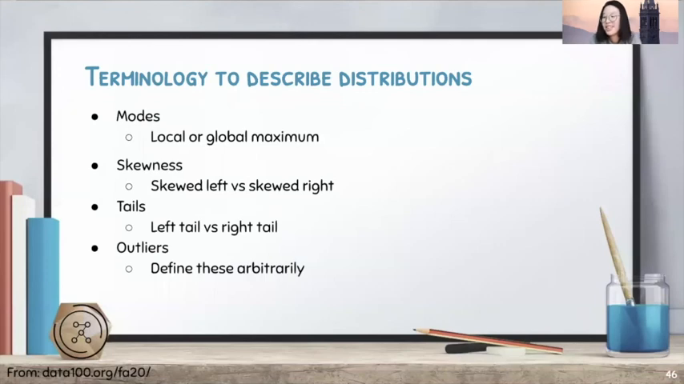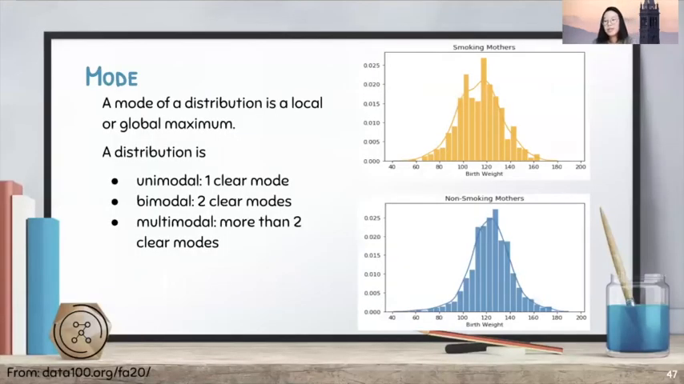Here are some terms we need to know to describe distributions. So modes, which are local or global maximum, skewedness, tails, and outliers. A mode of the distribution is a local or global maximum. And so a distribution is said to be unimodal if it has one clear mode, bimodal for two clear modes, and multimodal for more than two clear modes.